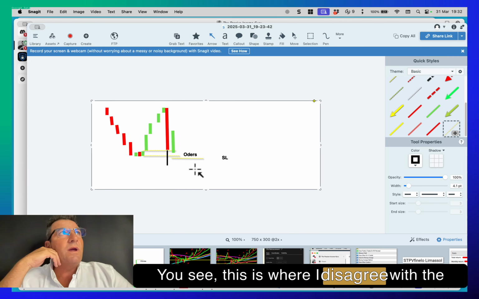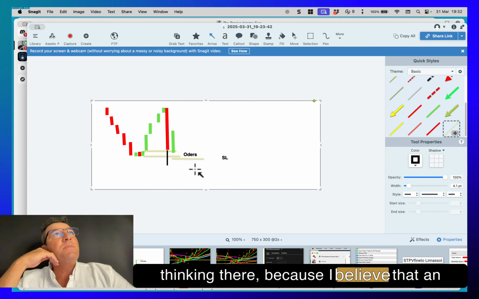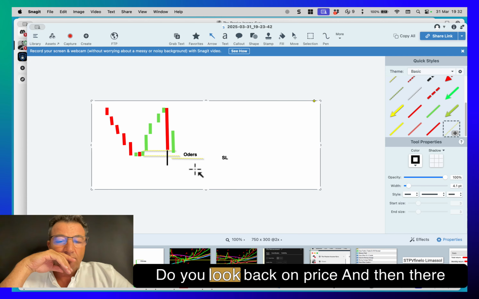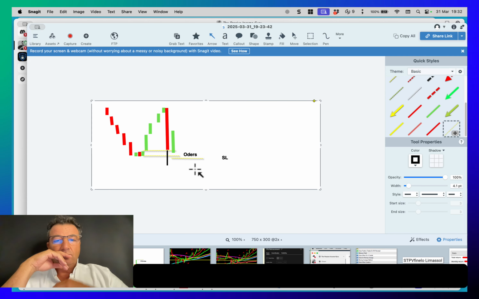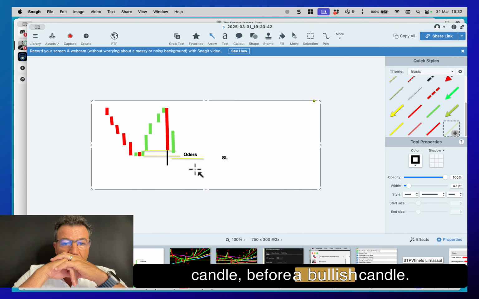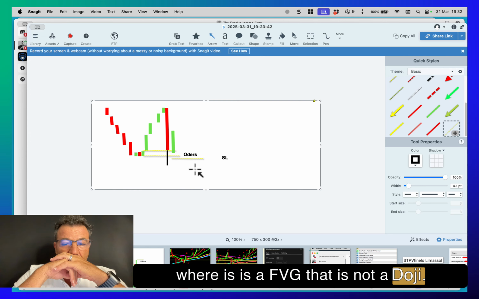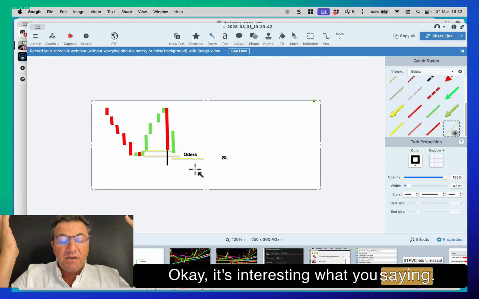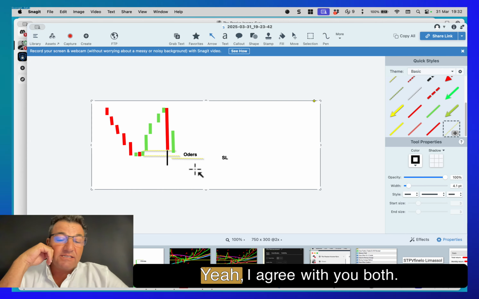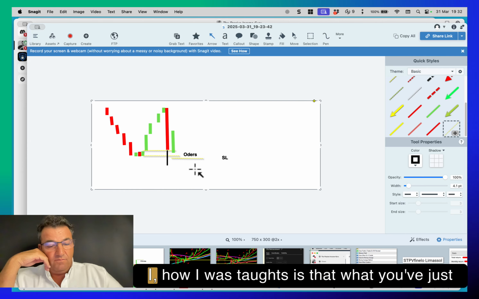Yeah, you see, this is where I disagree with the thinking there, because I believe that an order block is only created when there is a doji. You look back on price, and then there are order blocks where there's a bearish candle before a bullish candle with a fair value gap. That's not a doji. Okay, it's interesting what you're saying. But that's what I've been taught. Yeah, I understand that.